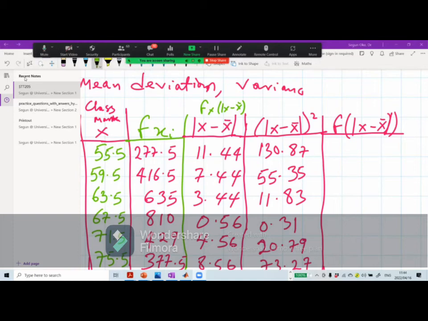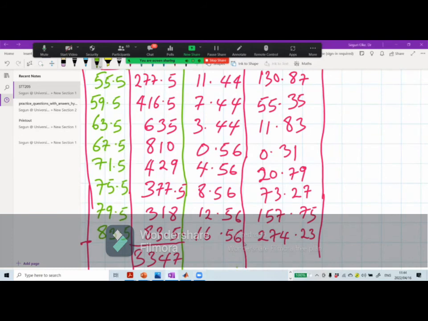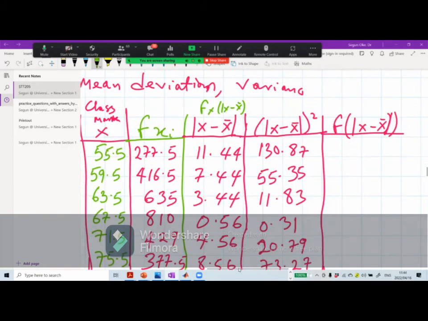You have everything in your book. All you need to do is just to multiply. Use your F to multiply your X minus X bar. Just multiply them. The first one is what? 57.2, correct. Next. 52.08.